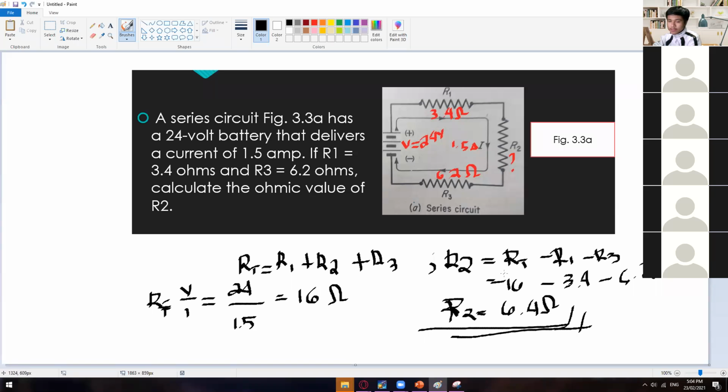So were you guys able to follow my solution? Yes, sir. Thank you po. Okay then. So the answer for your R2 is 6.4 ohms.